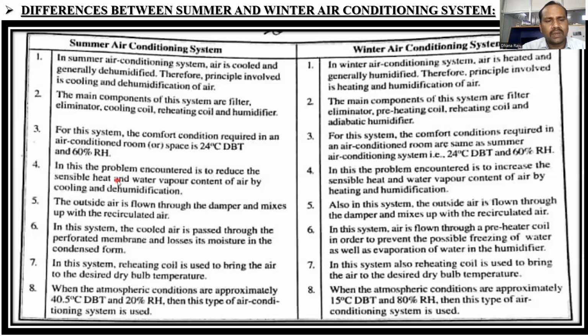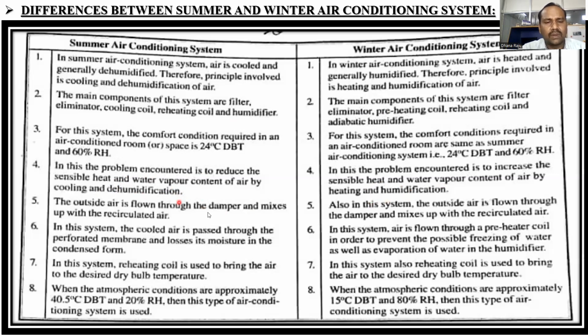So in case of summer air conditioning system, the problem encountered is to reduce the sensible heat and water vapor content of air by cooling and dehumidification. Here the problem is the very low temperature. We need to provide heat for the sensible heat and water vapor content of air by using heating and humidification.